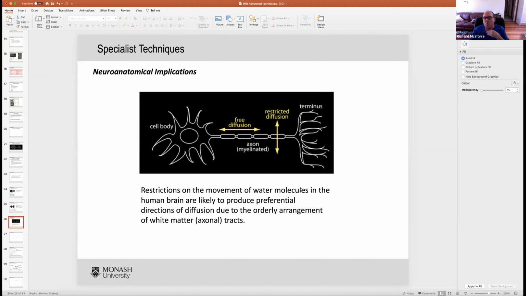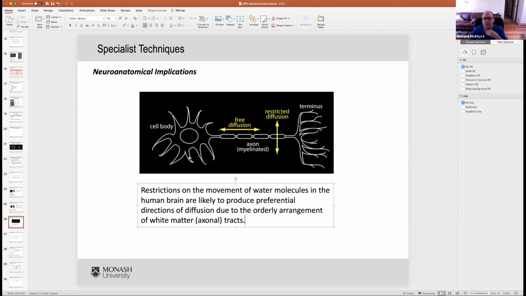Restrictions on the movement of water molecules in the human brain are likely to produce preferential directions of diffusion due to the orderly arrangement of white matter or axonal tracts. Okay, so what it's saying here is we have a cell in the brain.